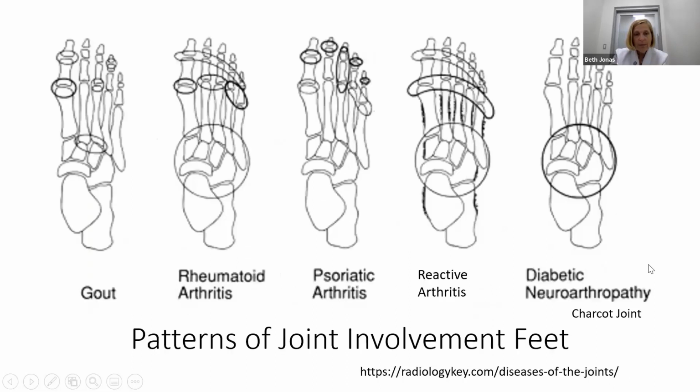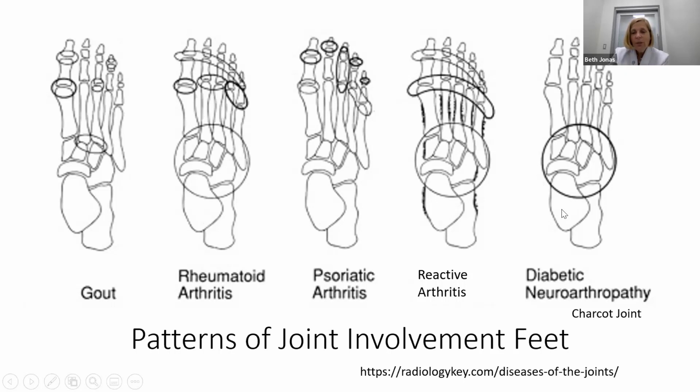And then gout, which can be quite random. In the feet, gout, as we mentioned, has a propensity to involve the first MTP, but can really involve any joint in the foot. Rheumatoid arthritis, usually the forefoot, the metatarsals, and more distally, but also the midfoot. Psoriatic disease can give you a dactylitis, as we mentioned, and then also cause a more symmetric disease. Reactive arthritis can pretty much do anything.